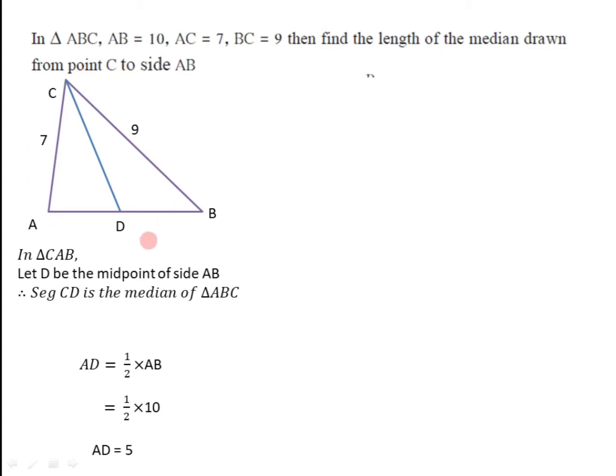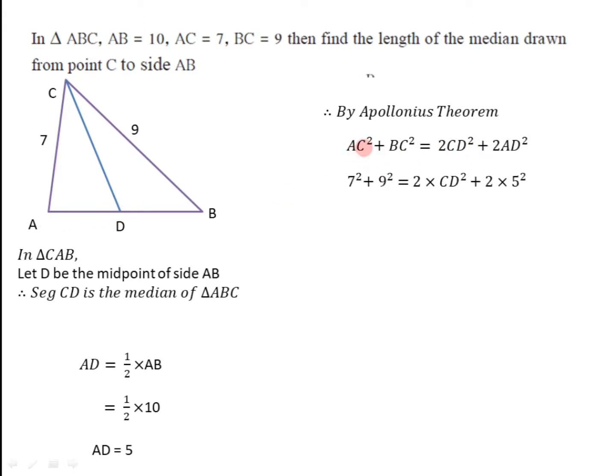Now as here in this diagram, segment CD is a median given, we can use the Apollonius theorem. So by Apollonius theorem, we can write AC square plus BC square is equal to 2 into CD square plus 2 into AD square. We have to replace these values. So AC is 7 here, 7 square plus BC is 9. That's 9 square is equal to 2 into CD square.